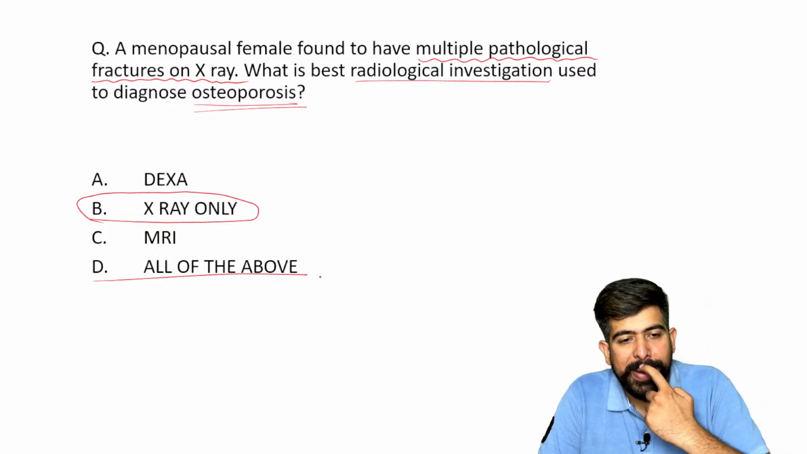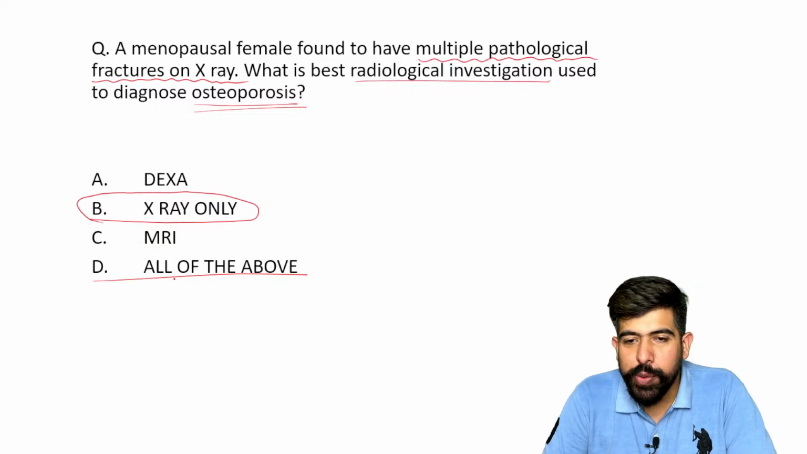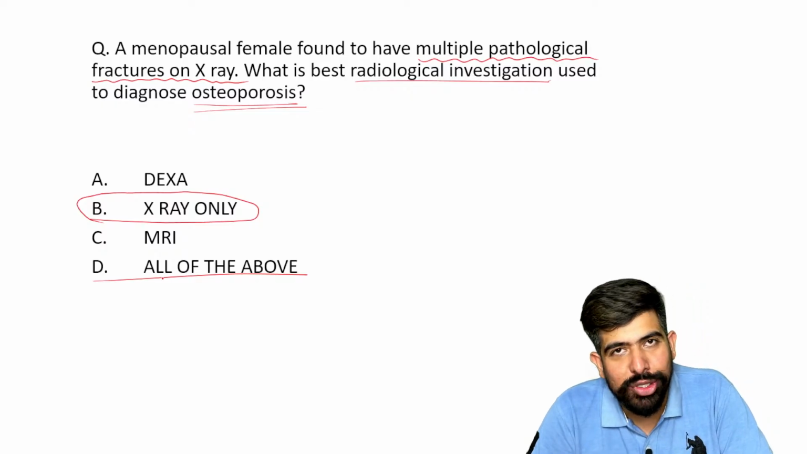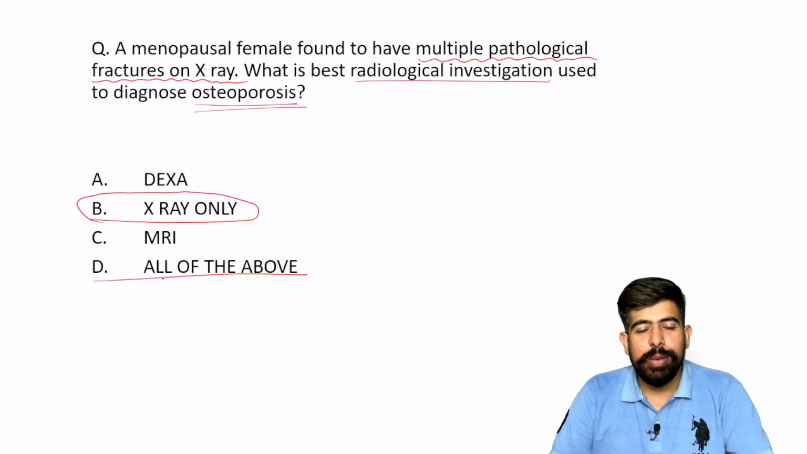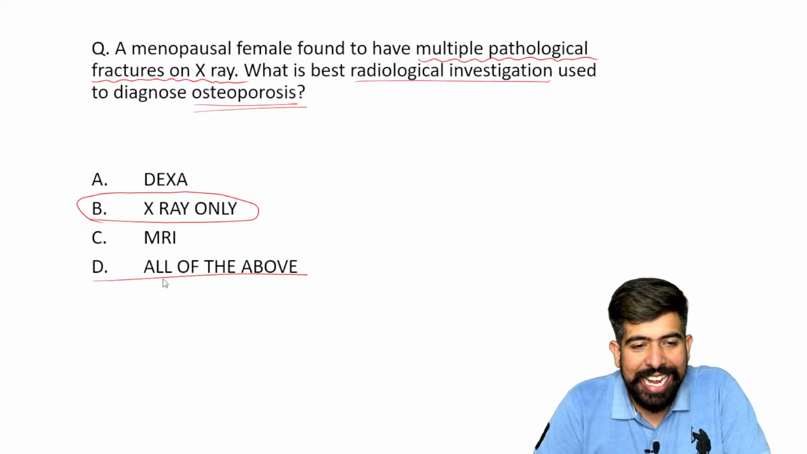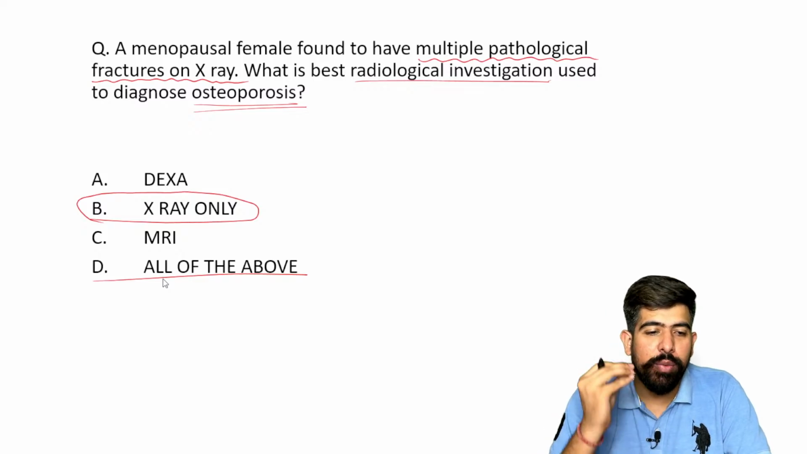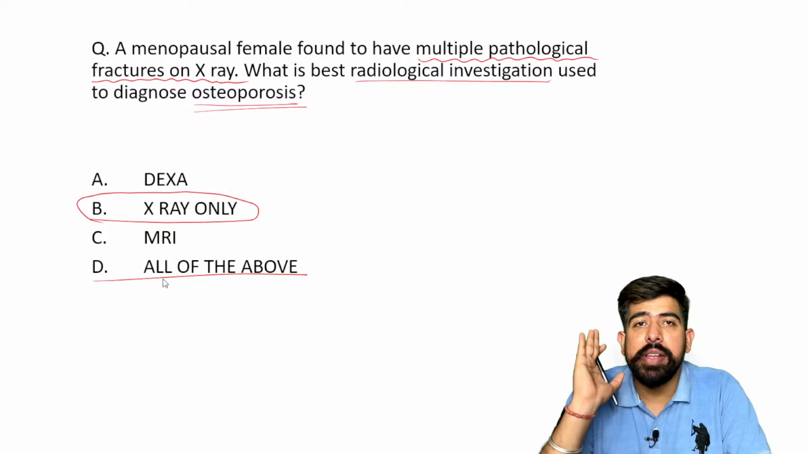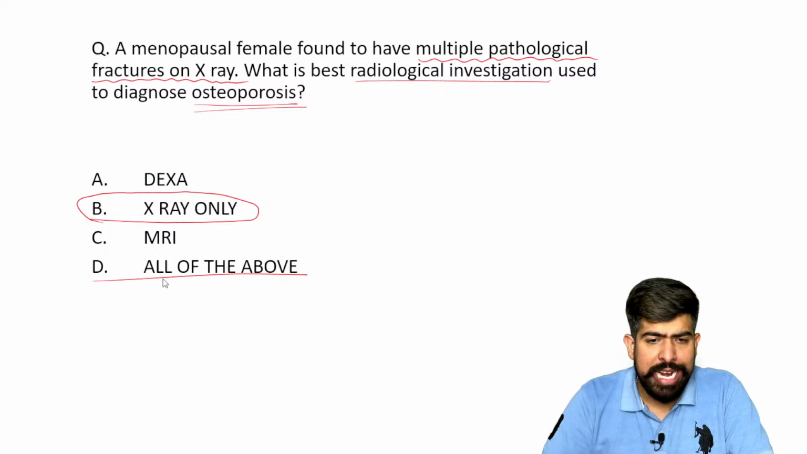Why is D ruled out? Because all of the above cannot be possible, and we are not ready to do all these tests before making the diagnosis of that particular person, right? It cannot be possible, right? It will be too costly for the patient, and we doctors try to go with one particular selected test that gives the surety, the confirmatory diagnosis.